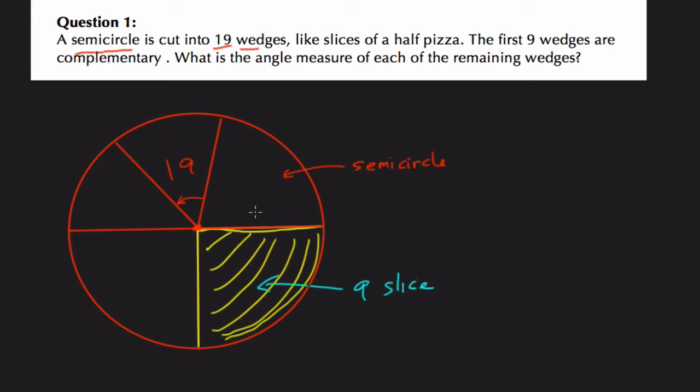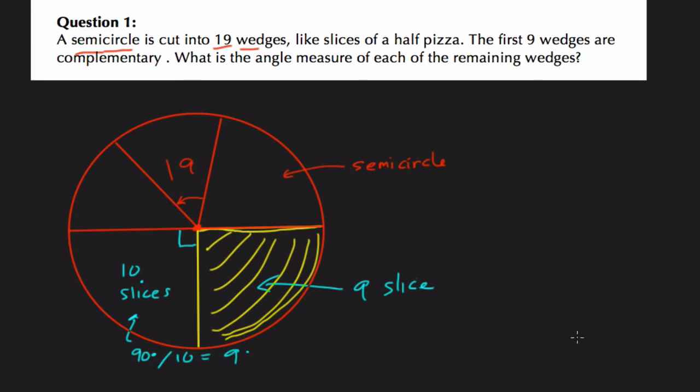And there are how many slices in total? Well, there are 19. So that means there are 10 slices remaining in the other half of the semicircle. And because 90 degrees of this is taken up already, there's only 90 degrees left. So these 10 slices, if they're all cut evenly, share the 90 degrees evenly. So we can think of this section of the pizza as being 90 degrees divided by the 10 slices, and that's 9 degrees each. So each of these wedges is 9 degrees if they're cut evenly.